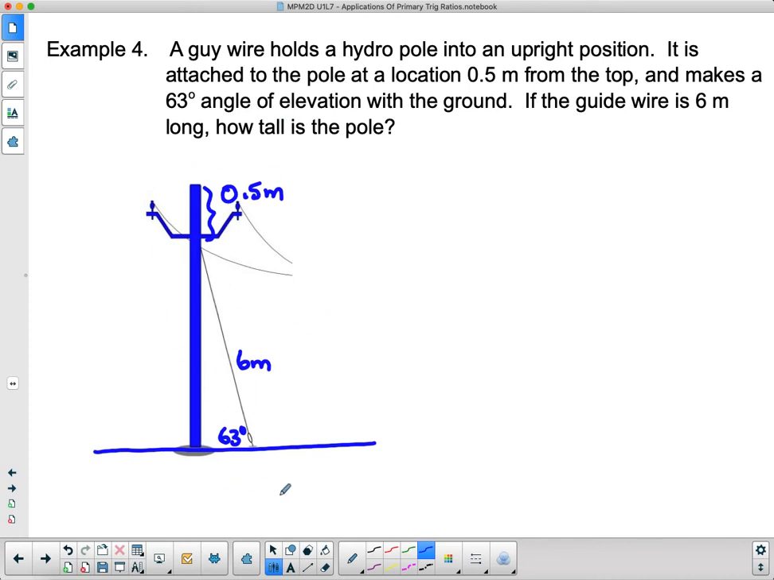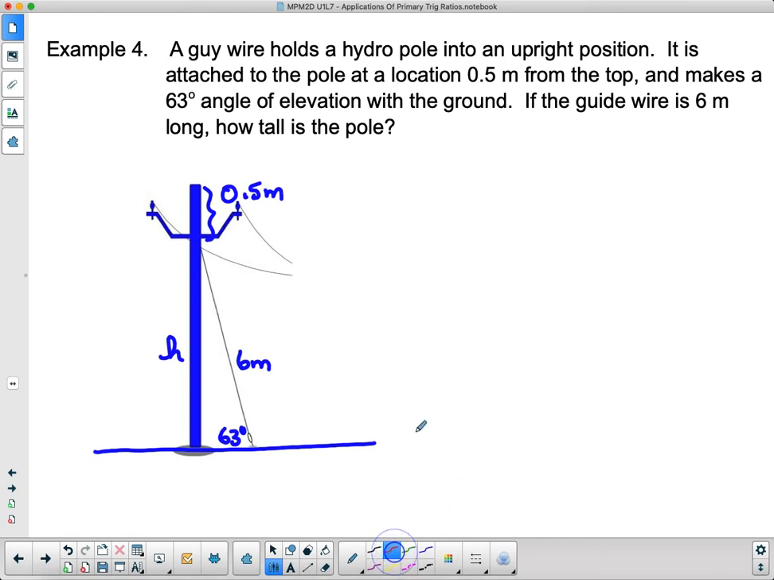Okay, so we've put all of that information on this diagram, and hopefully you could have drawn a hydro pole and put the information on it if that hadn't been there. All you would have to do is draw the pole and draw the wire that's attached almost to the top. This one's a fairly easy diagram to do. Now we want the height of the pole. So we know this top piece is 0.5, but we don't know what this piece is. So that's what we're going to have to find.